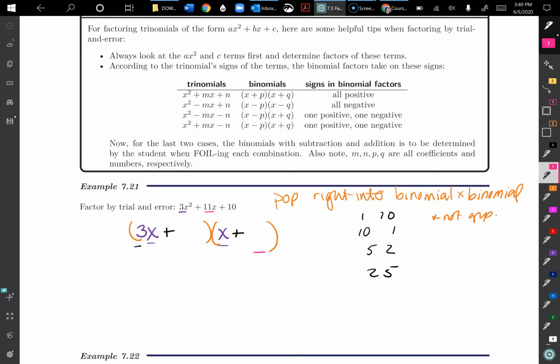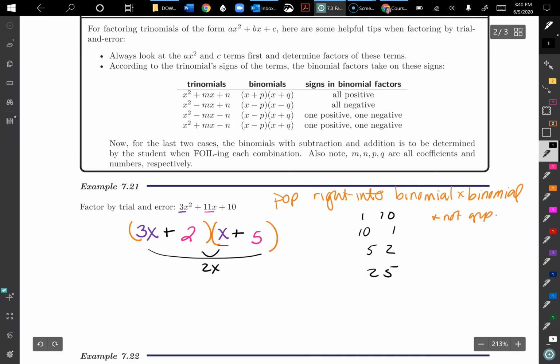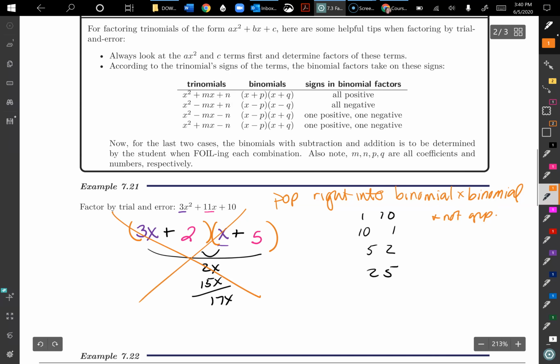So let's try doing 5 and a 2 like that and just see how it comes out. Just check it. So I'm going to check here. I'll get a 2x. And then if I check this, I'm just checking the middle term right now because I already adjusted and checked my ends. So I have a 2x and then I have a 15x. That gives me a 17x. So that's too big. So that one's out, right? So now I'm just going to get rid of that.